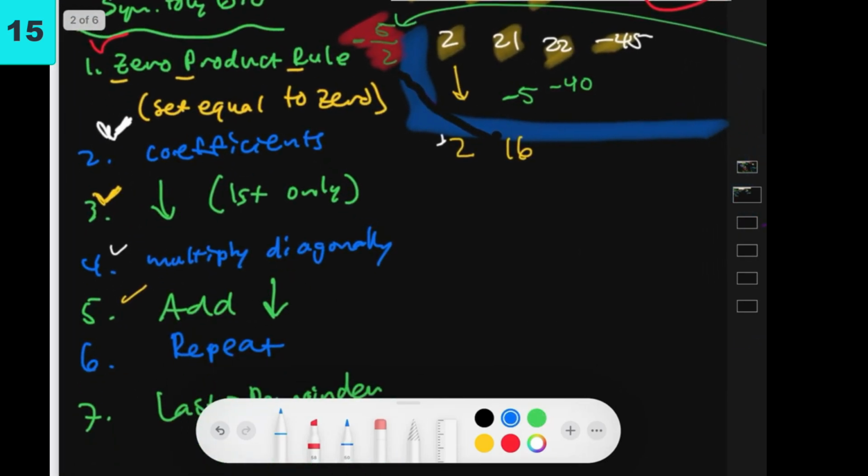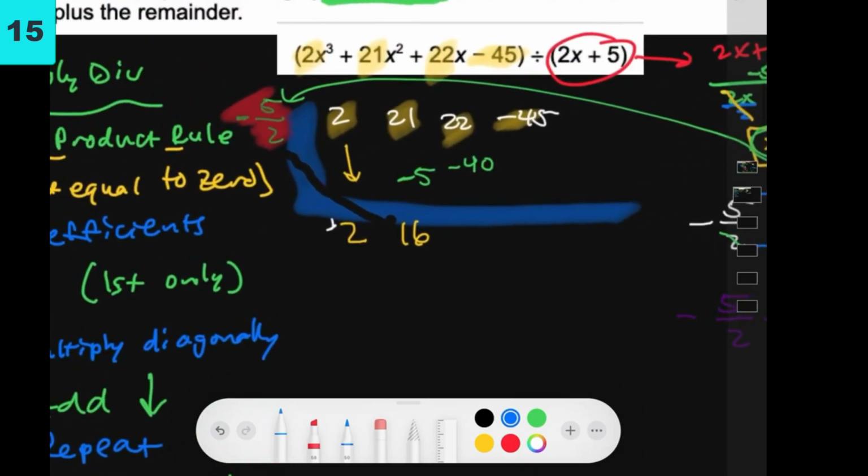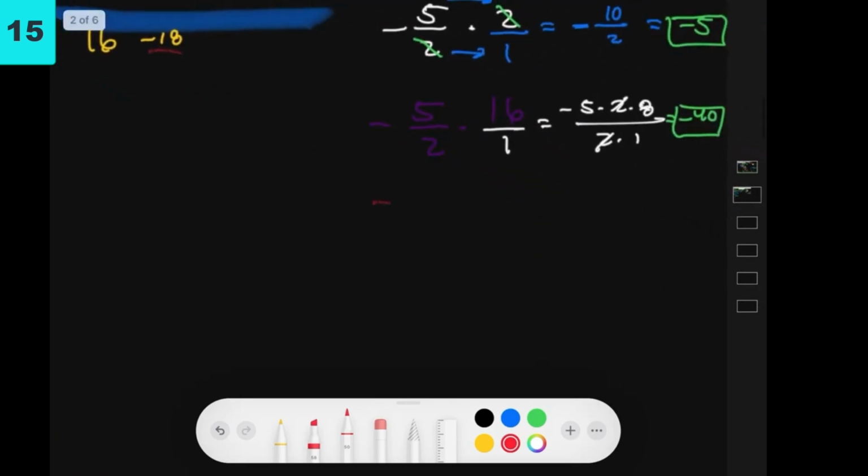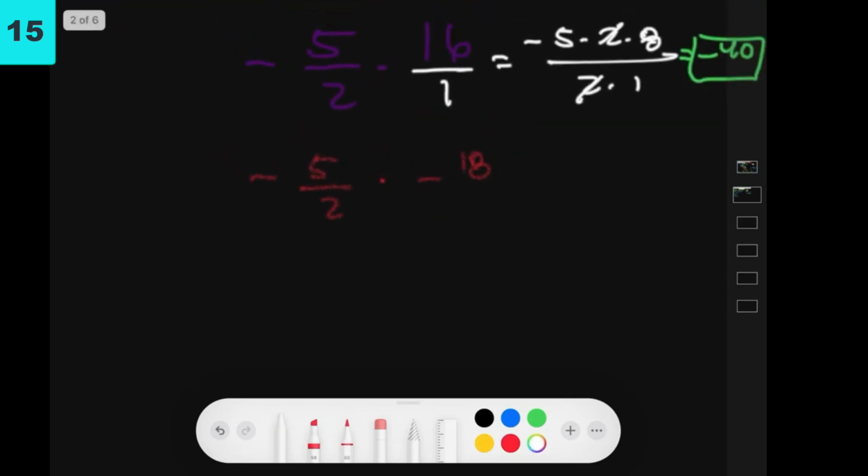We're going to do the same thing because we have to repeat. So we're going to add down. 22 minus 40, negative 18. All right, what do we do next? Let us multiply diagonally. So negative 5 halves times negative 18. How do you make negative 18 a fraction? Over 1.